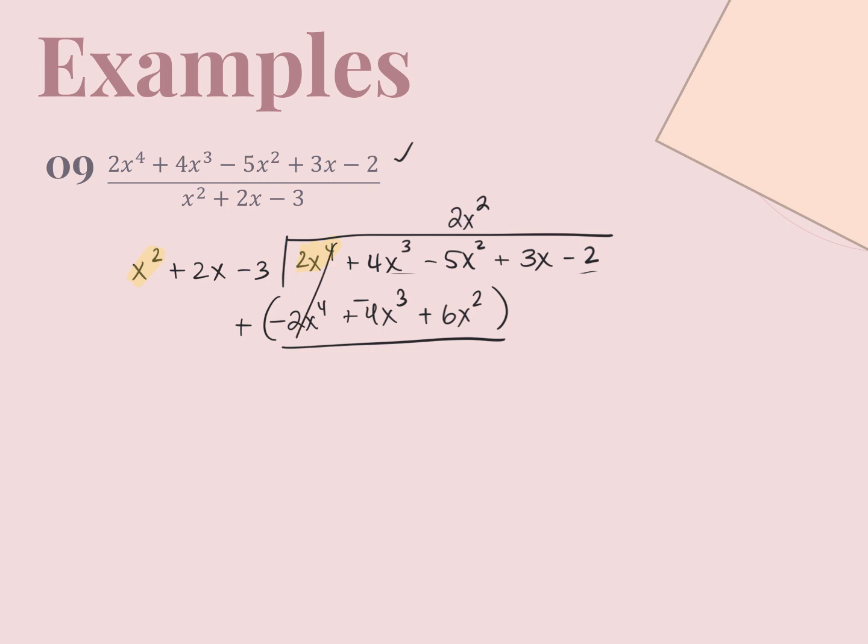Okay, and if I do it correctly, my first term has to cancel. Coincidentally, in this one, my second term canceled as well, and my third term is just going to be x squared. So now I'm going to bring down the next thing.